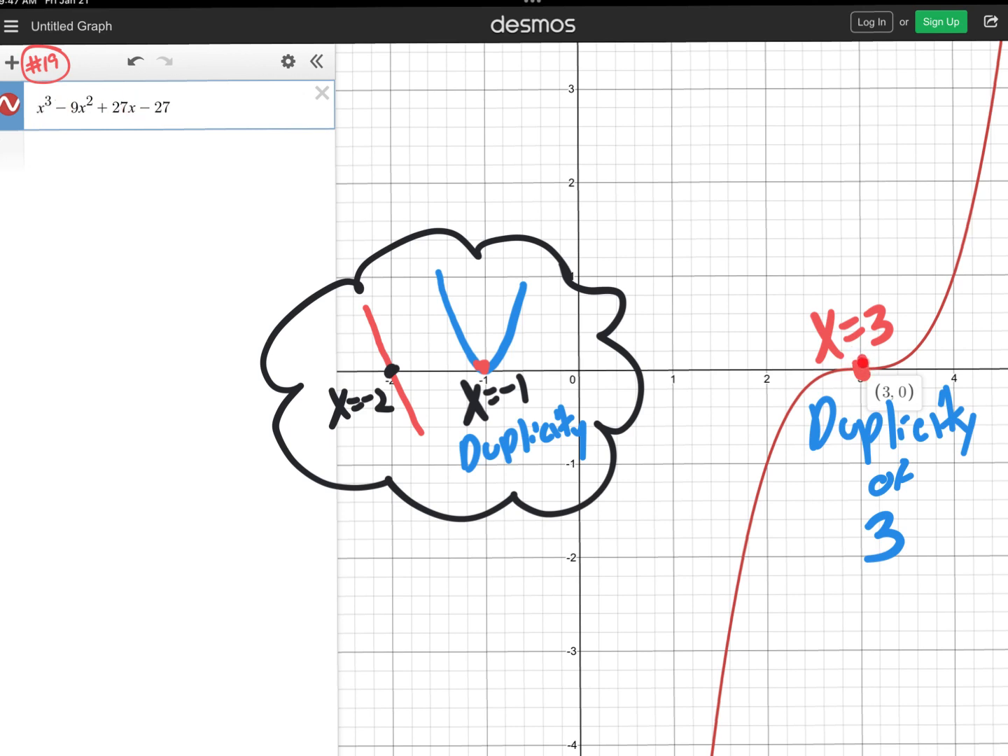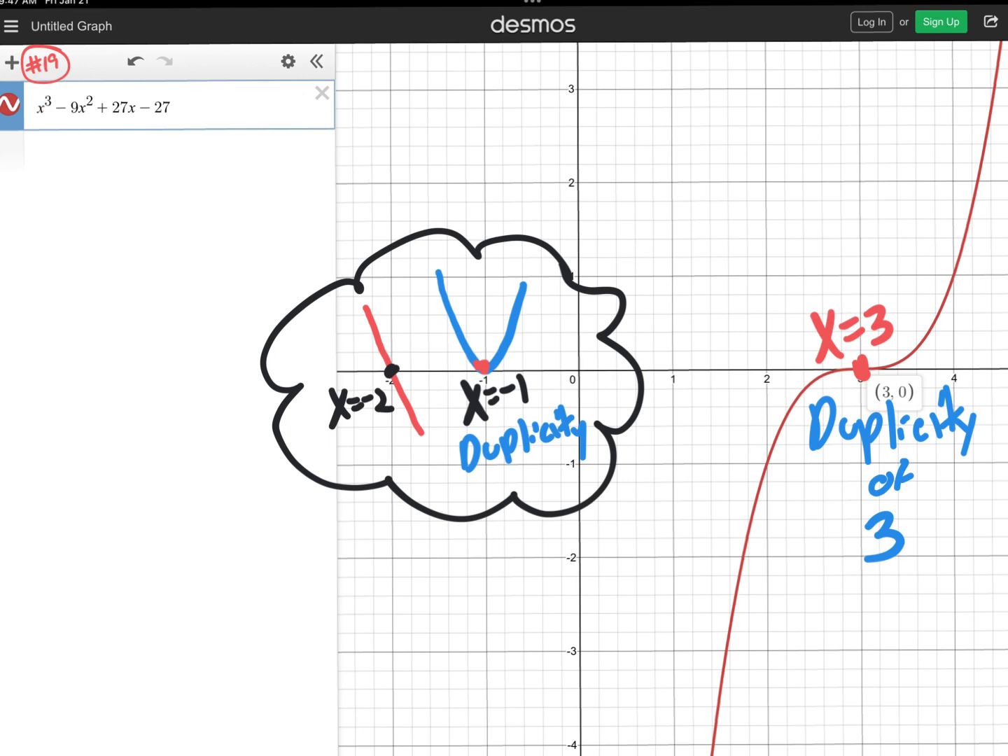I got that single x-intercept, but we know it's not a single answer because it doesn't cross like a line. It crosses like a cubic function. So that's telling me that it could be x equals 3 repeated 3 times, especially because this is a power of 3. I need 3 answers. So this has to be x equals 3 repeated 3 times.